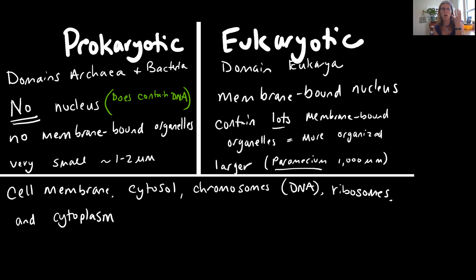All types of cells will contain ribosomes. Now, again, prokaryotic ribosomes look different from eukaryotic ribosomes, but they are still called ribosomes and they still have the same job. And then we'll see that all cells contain cytoplasm, where cytoplasm includes not only that cytosol, that fluid, but also all of those other contents inside of the cell.